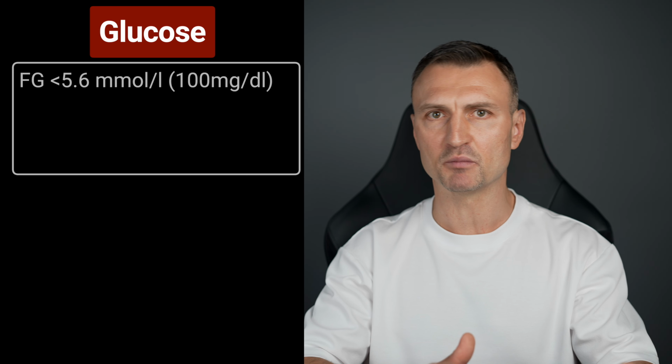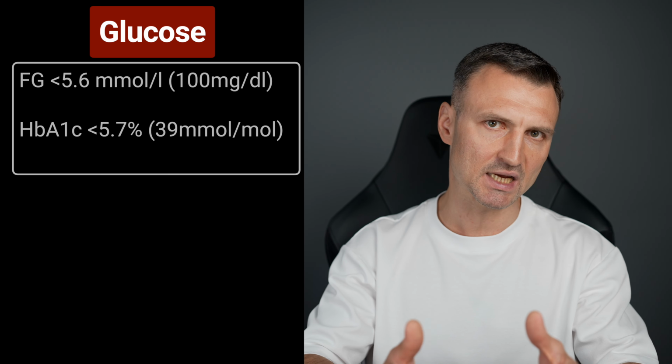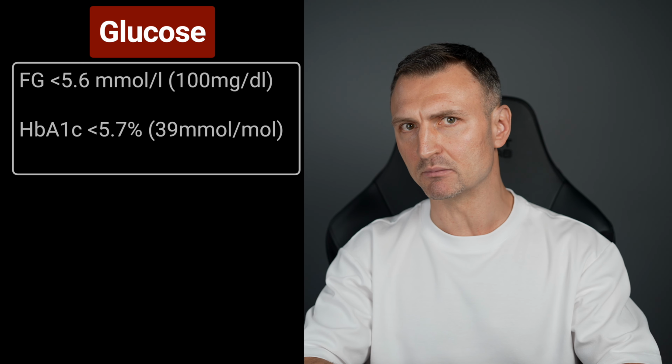The third parameter for metabolic health assessment is glucose control, and the classic goals here are fasting glucose of less than 5.6 millimoles per liter and HbA1c of less than 5.7%, or 39 millimoles per mole.